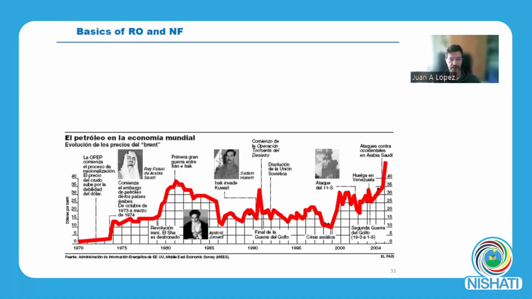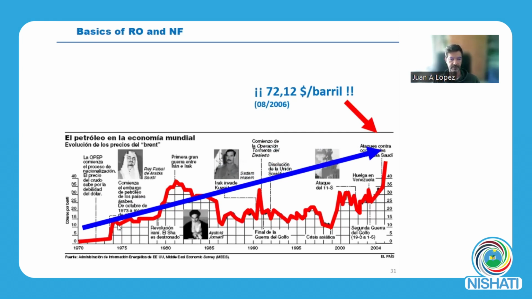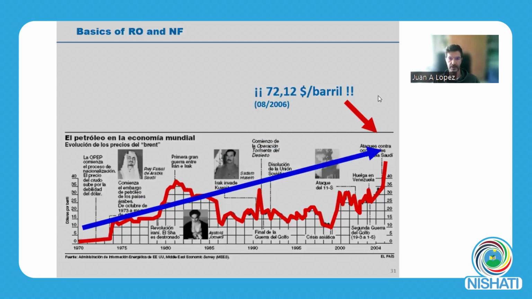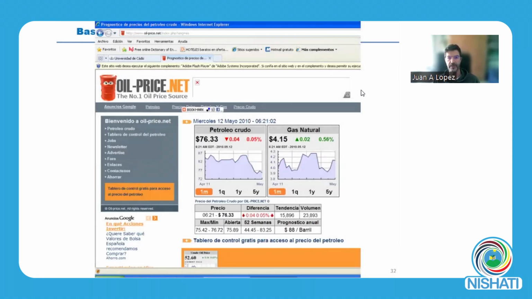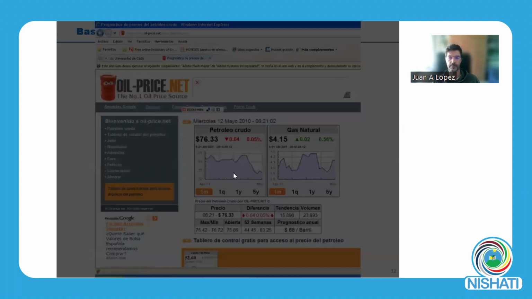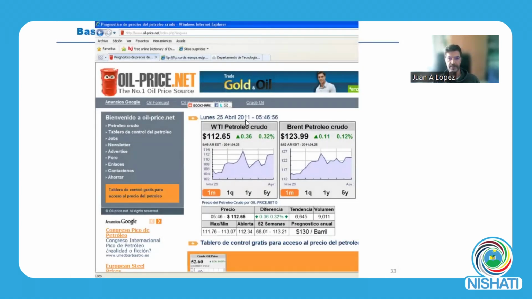Sorry, this is in Spanish, but you will understand very easily. This is the Brent oil price along the time, from the 70s to the beginning of the 21st century. You can see that the cost of the energy has increased in an important way. And you know that geopolitical issues have a very strong impact on the oil price. For instance, in 2010, the Brent was about $76.